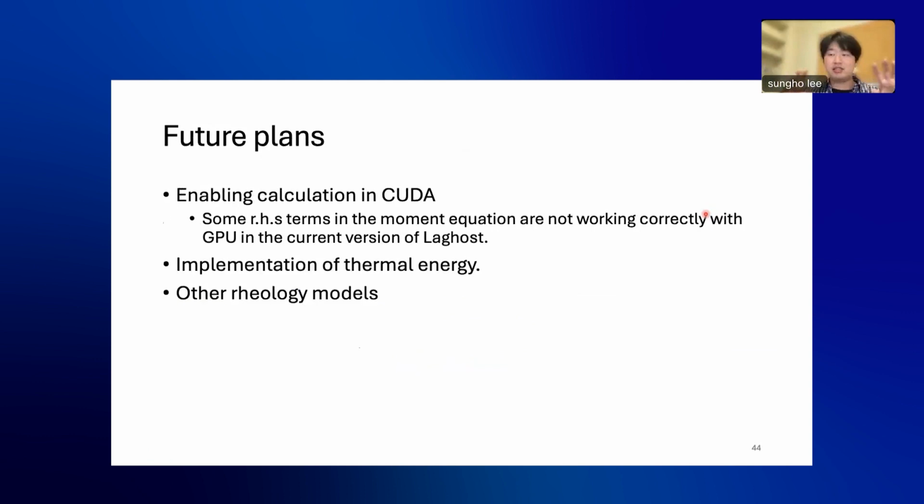So this is what I prepared today. My future plan is enabling calculation in CUDA. Originally, Laghos runs with the GPU, but for some reason my calculation is not correct with CUDA. I found some vector is not added to the right-hand side correctly, so I'm working on that.